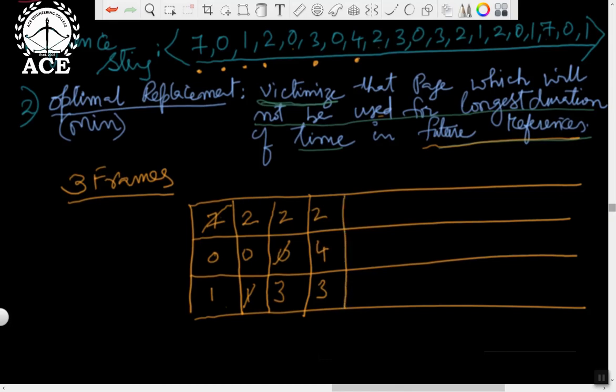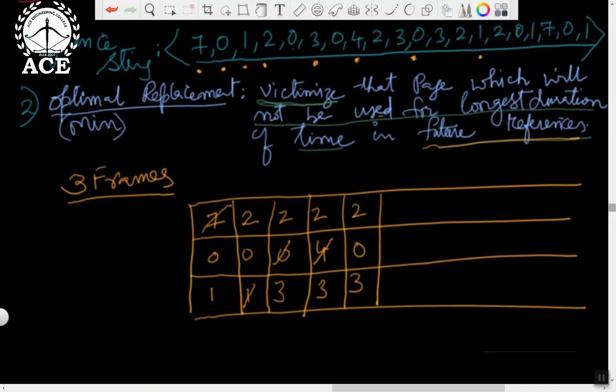Again you can have opportunity. Don't worry. 2 is referred, no page fault. 3 is referred, no page fault. Next we refer 0. So decide among 2, 4, 3 who should be victimized. So look into future. 3 is referred, 2 is referred, 4 is not referred. Why should I hold 4? Remove 4. Bring 0. 2, 3 as it is. I hope you are understanding. Okay. Next 3, 2 both are present, no page fault.